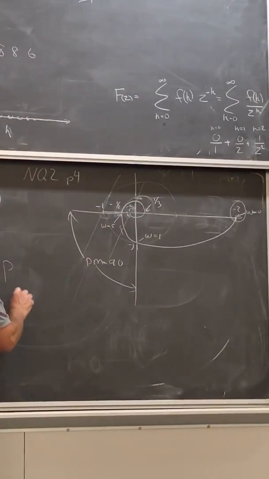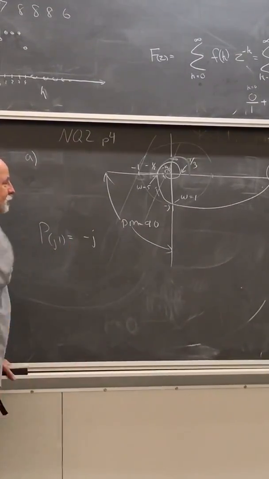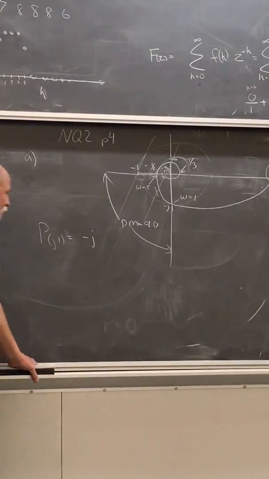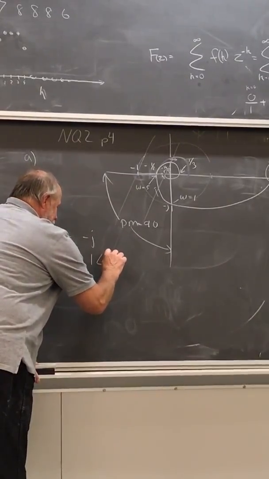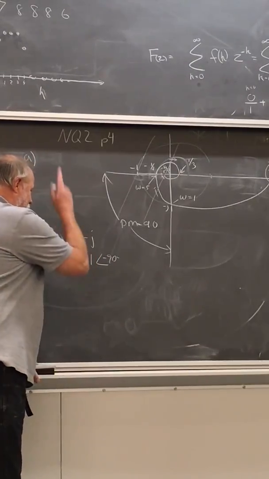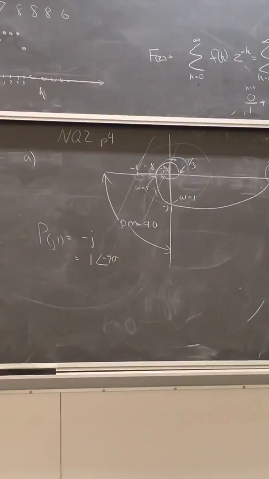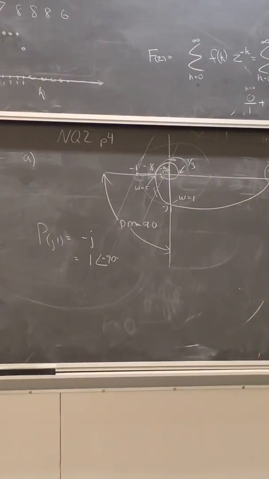Well, P(j1) is equal to minus j, literally, or alternatively, 1 at an angle of negative 90 degrees. But there's a 3 in front of the cosine. Right, but I'm talking about the transfer function. In order to get the output, we have to multiply the phasor of the input by that transfer function. What's the phasor of that input? 3 angle 0 degrees. So the output is 3 angle negative 90. 3 times 1 for the magnitude, and add the angles: 0 plus negative 90 degrees.